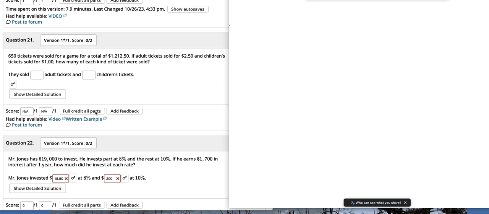A good thing to do is to look for totals. Right here, this is saying there's a total of 650 tickets for a total of that much money. What that tells you is you're going to write one equation for the number of tickets and one equation for the amount of money. These are going to be the equal side of the equation. So if 650 tickets were sold, and we had adults plus children, that has to make 650. And that's the easy equation. Then you actually had the hard equation already.